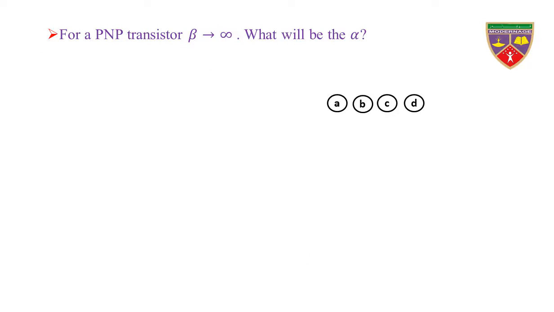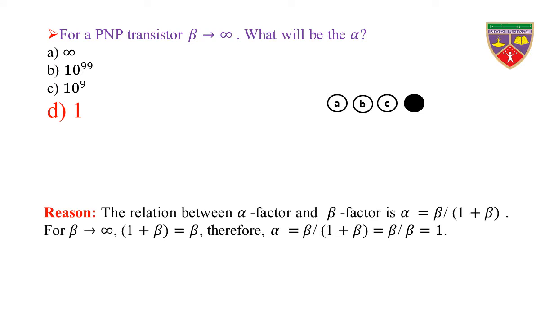For a p-n-p transistor, beta tends to infinity. What will be the alpha? Option A, infinity. Option B, 10 power 99. Option C, 10 power 9. Option D, 1. The key is 1. Therefore, the correct option is D.